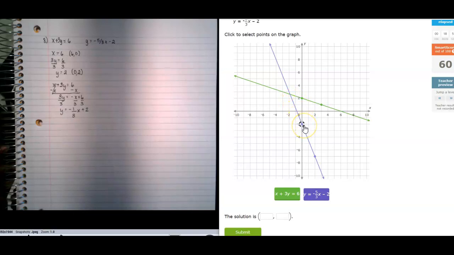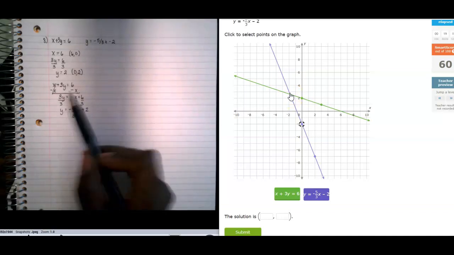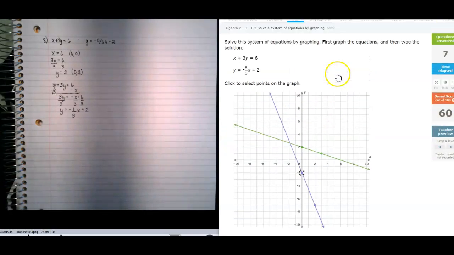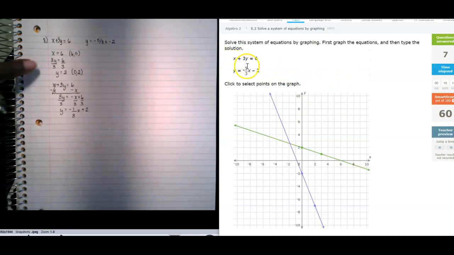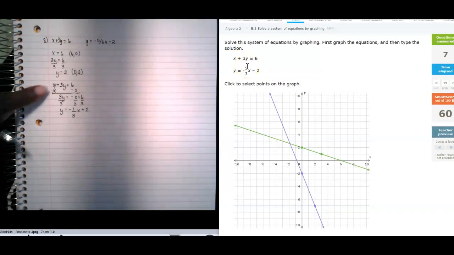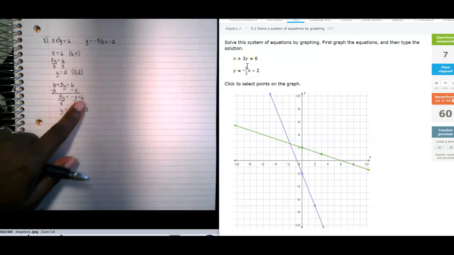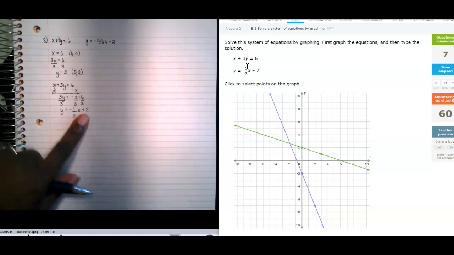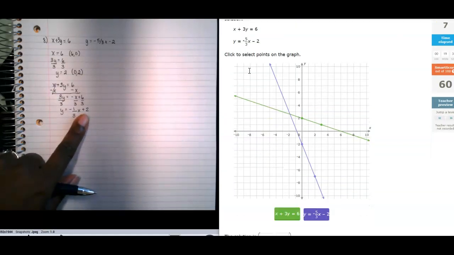So let me see what I did wrong. Because here it should be right where I can tell what it is, and this is not right where I can tell what it is. So I've done something incorrect. Let me check my math. Did I write the equation right? X plus 3y equals 6. So I subtracted x from both sides, divided by positive 3. So that's right. So let me make sure I graphed it right.